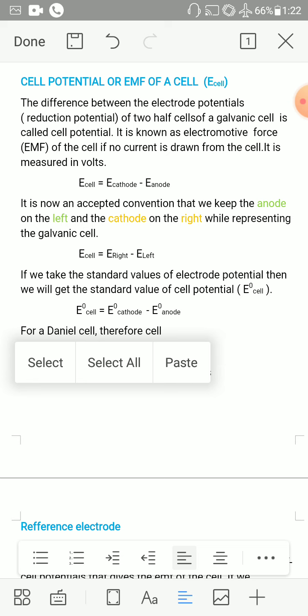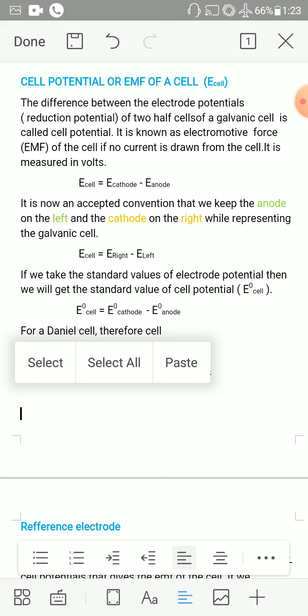Each and every electrode has a particular value of electrode potential, and if the electrode potentials are measured at standard condition, that is at 1 bar pressure and 25 degrees Celsius, and if the concentration of ions is 1 molar, that is concentration is also 1, then these are standard conditions. And if the electrode potential is measured at standard condition, then the electrode potentials are called standard electrode potential.